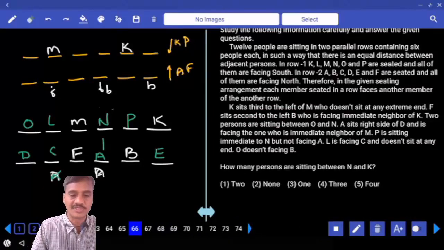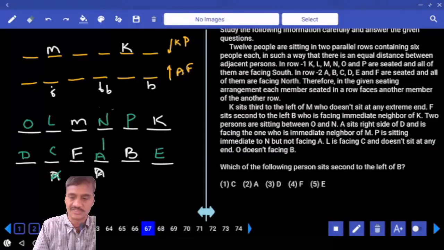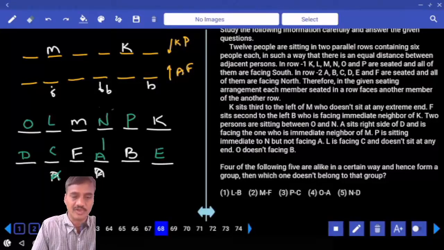Now how many persons are in between N and K? There is exactly one person, choice 3, question number 66. And which of the following persons sits second to the left of B? That is F, choice 4. And for the next one, which out of the following, L and B.